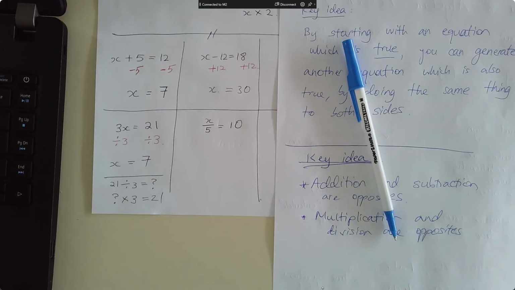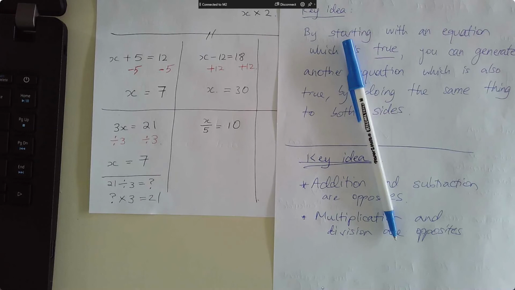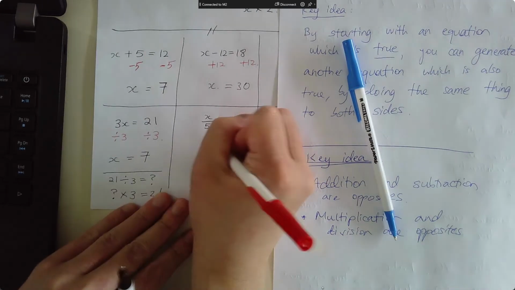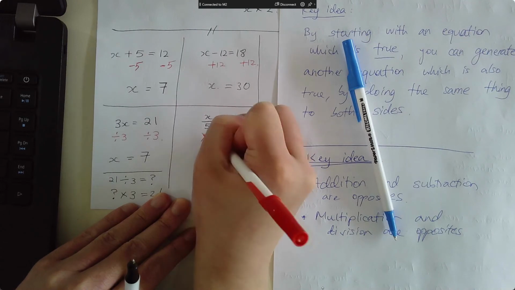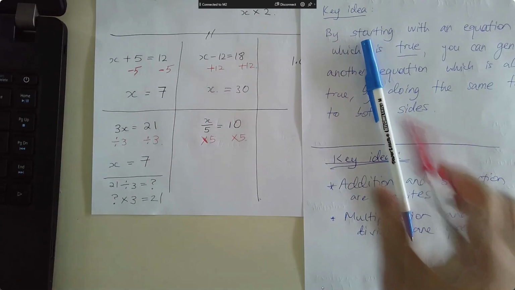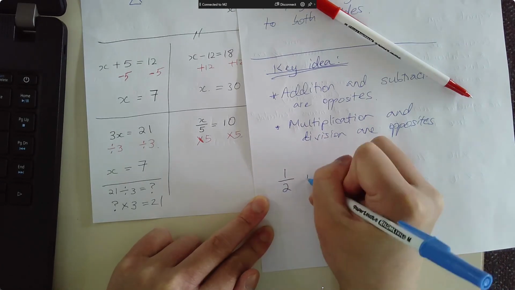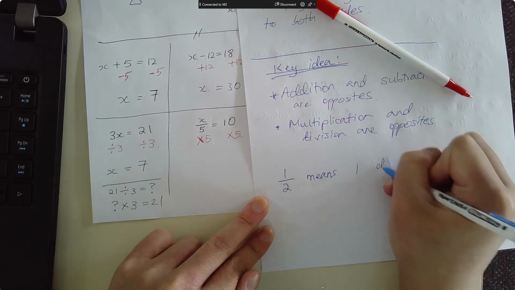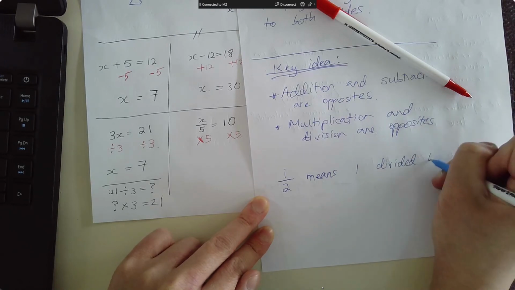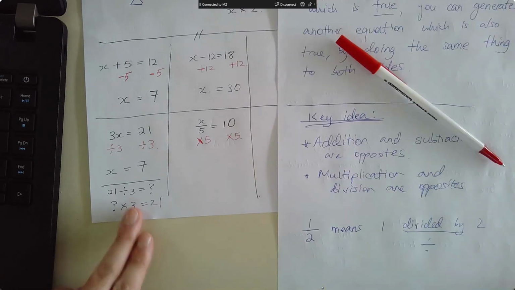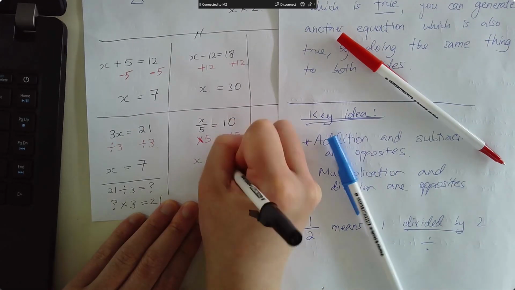Okay, last one. X divided by 5 equals 10. So you need to know that this fraction line here means division. You multiply by 5 on both sides. So remember, half means 1 divided by 2. Okay, and that'll give you x equals 50.